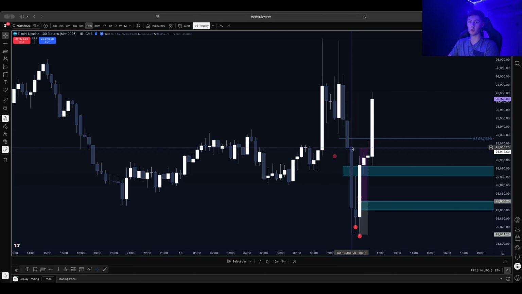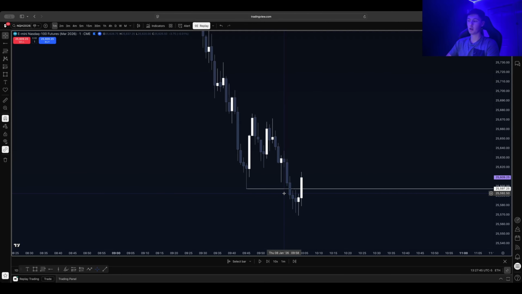So I thought I would just target that one. But as soon as price retraces into this higher time frame 15-minute, that is exactly where I will be going break even on the trade. Okay, so here's another long example.